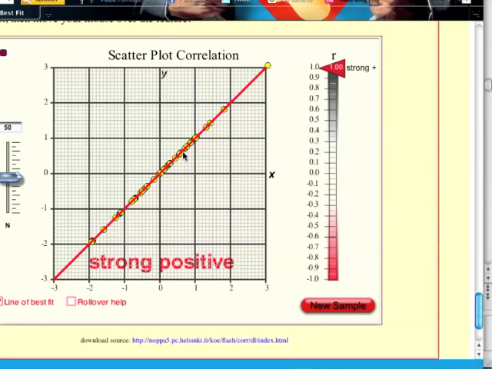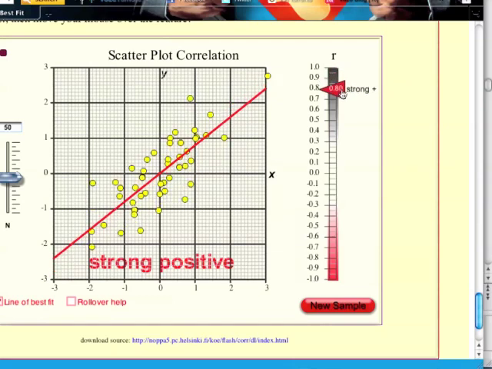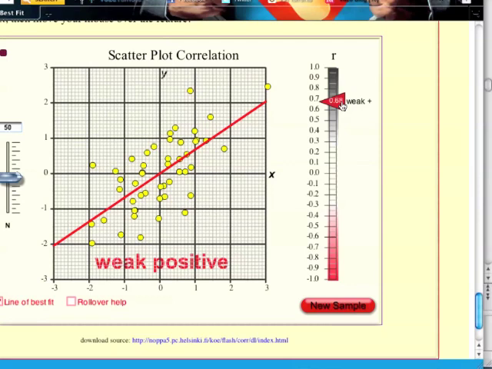So now watch what happens. Now I'm going to just change this. Now the points are going to slowly move away from the line of best fit. But that's the line of best fit. Still strong positive. Why? Because they're still pretty close to the line. But watch as they start to spread apart. Right? They're still considered strong positive. But what's going to happen next? What's going to happen after that? Weak positive. Because now the points are farther away.